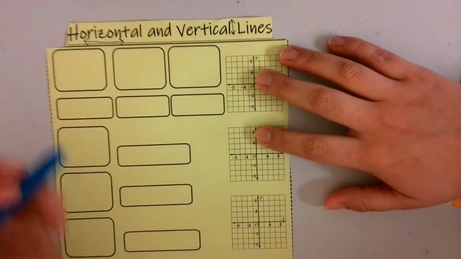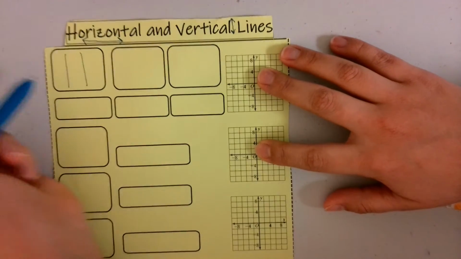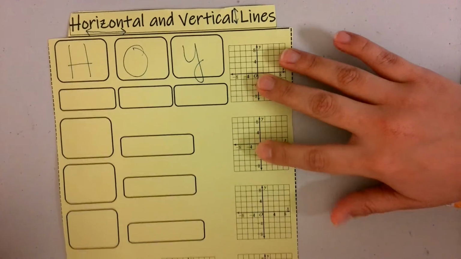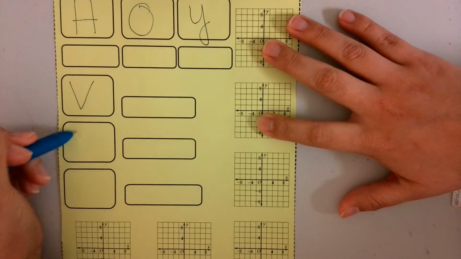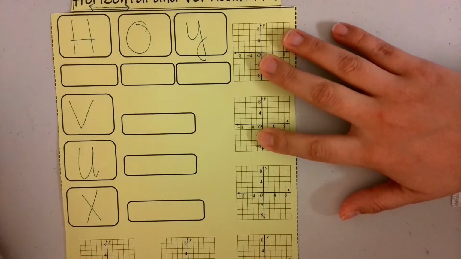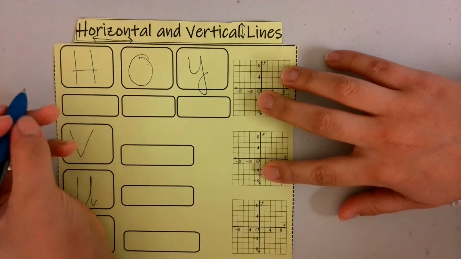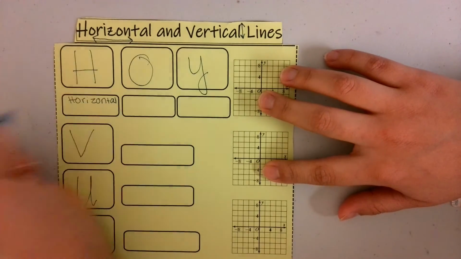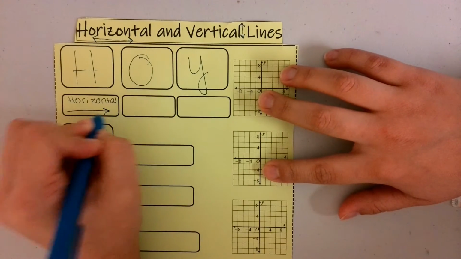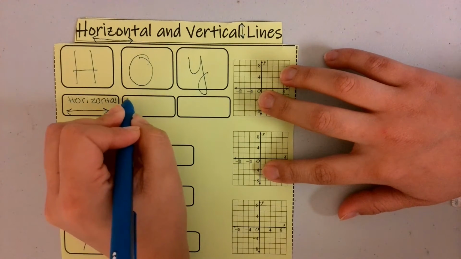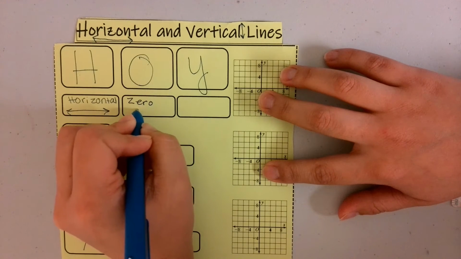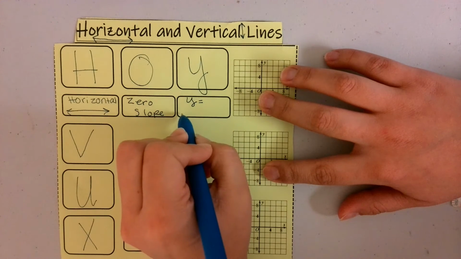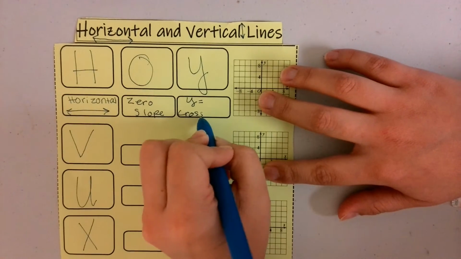For horizontal, we have an acronym called HOY, H-O-Y. And for vertical lines, we call those VUX. So this is HOY, VUX. The H in HOY stands for horizontal. All horizontal lines have a 0 slope and their equations are y equals, which means they cross the y-axis.